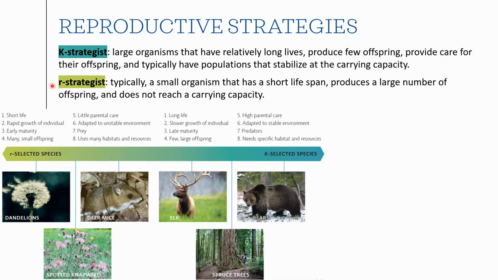as r-selected. They have a short life, rapid growth, early maturity, many offspring, very little parental care, tend to have unstable environments, are usually low in the food chain and are prey, and can use a number of different habitats. So we can see dandelions, deer mice, and knapweed given as examples here. Bait fish in the ocean like anchovies are another great example.